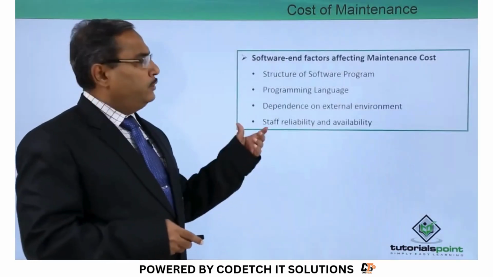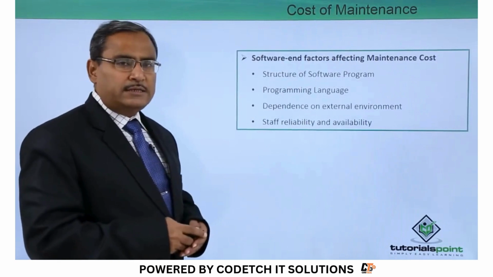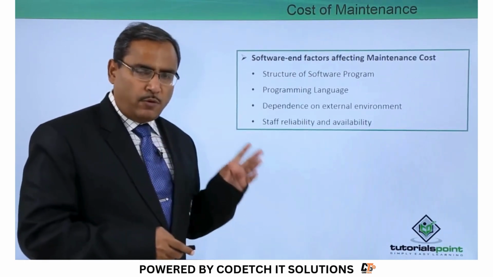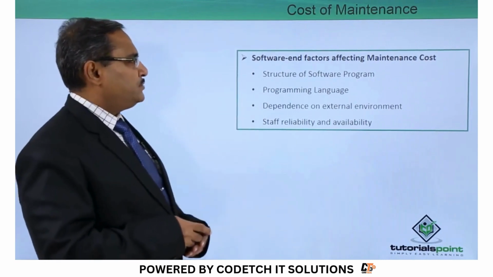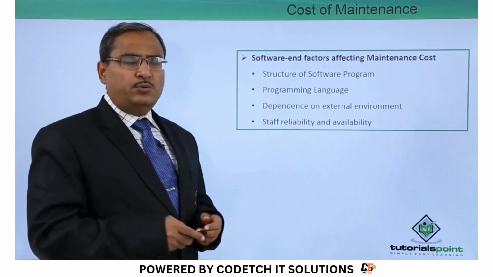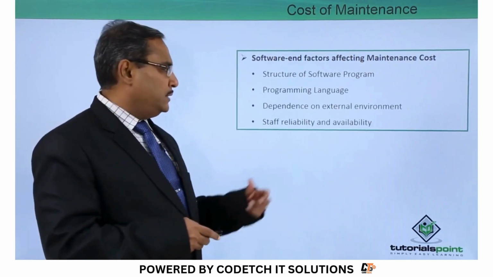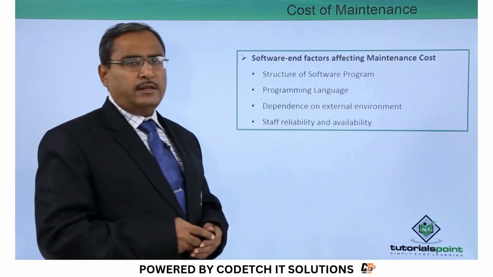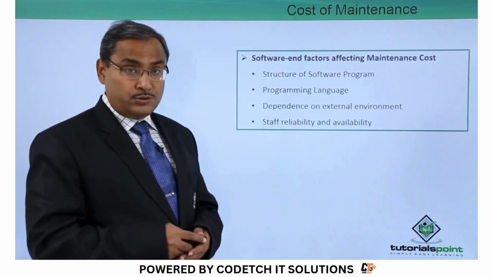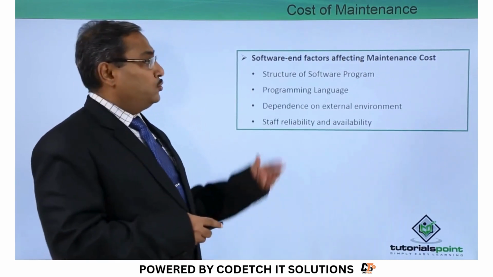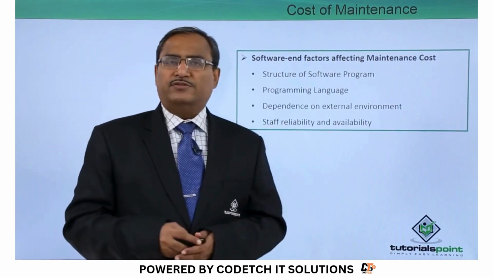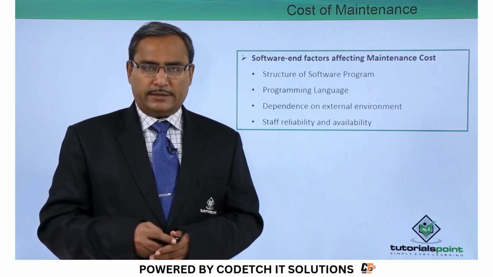Now we are going to discuss software end factors affecting the maintenance cost. Here we are considering four main factors. The first one is the structure of the software program, the programming language in which the software has been developed, the dependence on the external environment, and staff reliability and the respective availability. Depending upon all these factors, the cost of maintenance of a software will be decided.